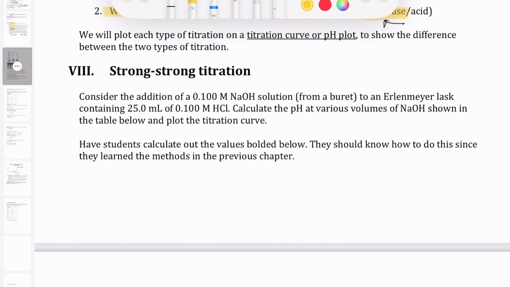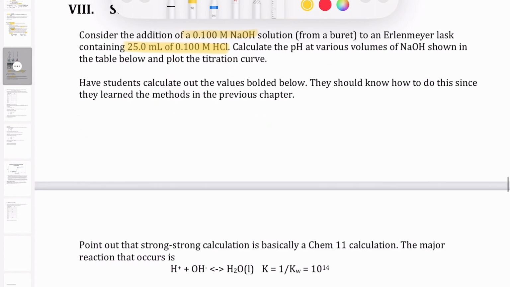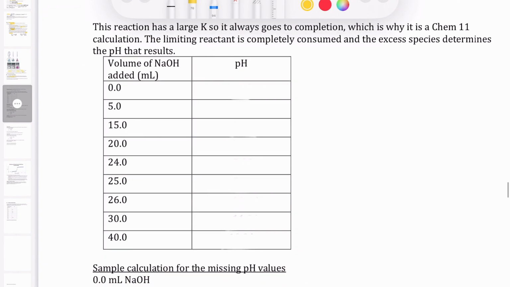But right now, let's focus on strong titration. We're thinking here of titrating 25 milliliters of 0.1 molar HCl with 0.1 molar NaOH. And what we want to know is how the pH is changing as this titration progresses. In this segment, what we're trying to do is to complete this table.